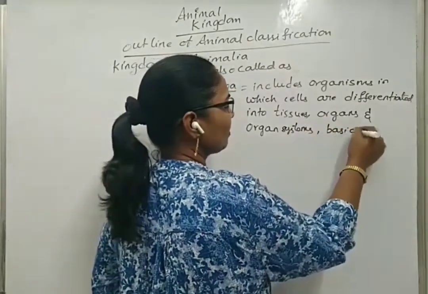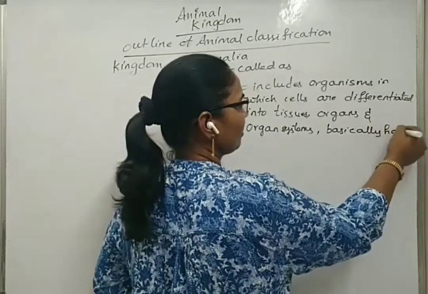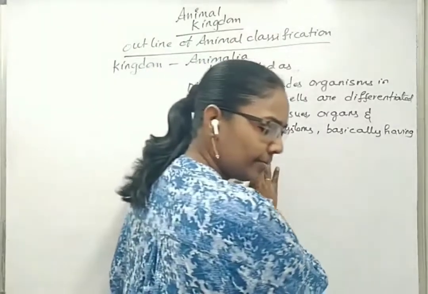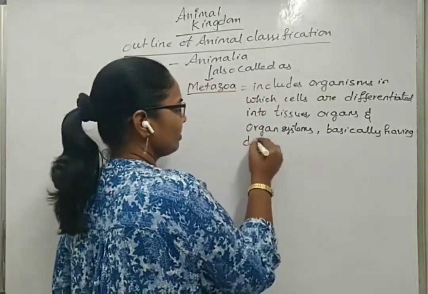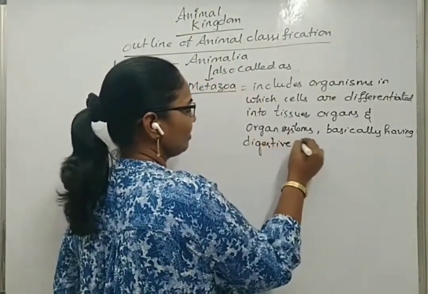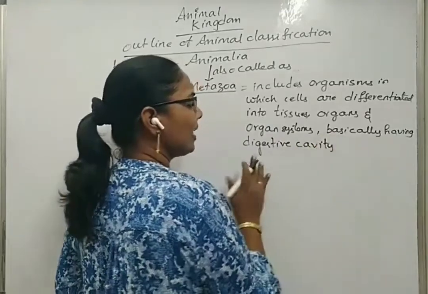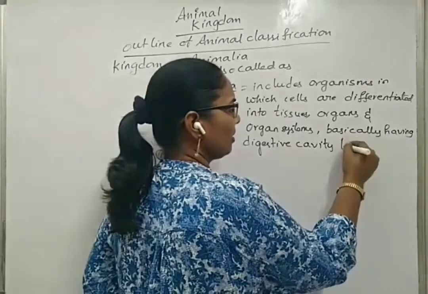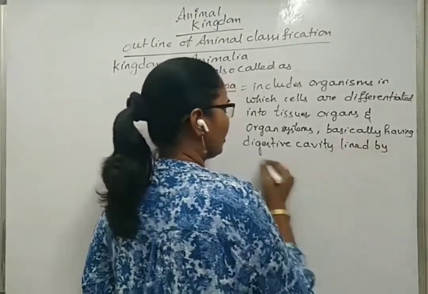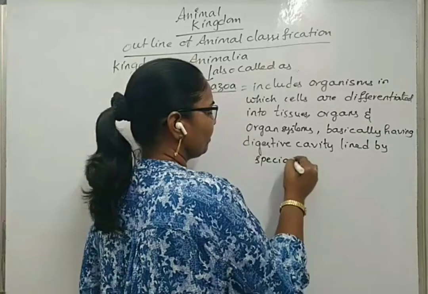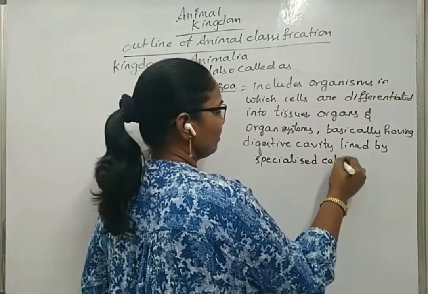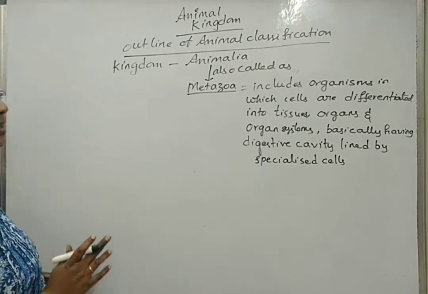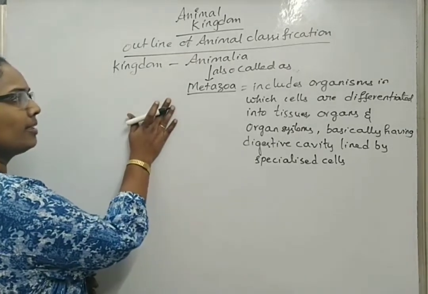basically having a digestive cavity. We can also call it the coelom part, also lined by specialized cells. So this metazoa is nothing but another term for kingdom Animalia.